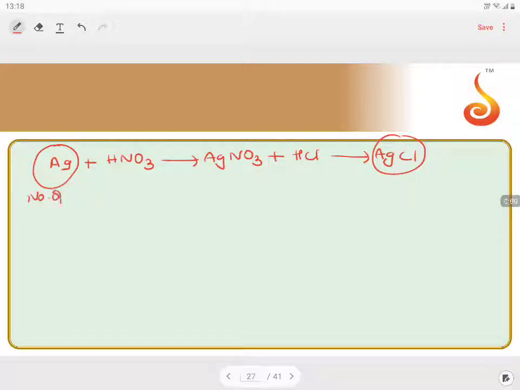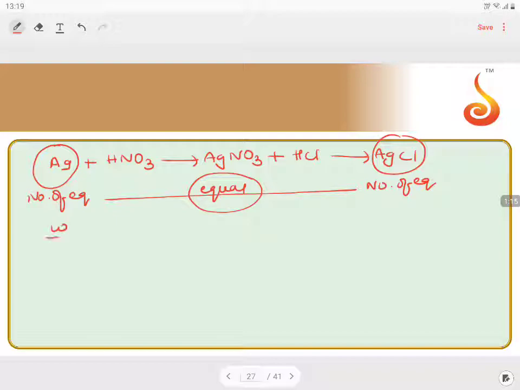Number of equivalents of Ag and number of equivalents of AgCl are equal. According to the law of chemical equivalence, this should be equal. So now how can I write? Weight by equivalent weight of Ag should be equal to weight by equivalent weight of AgCl.